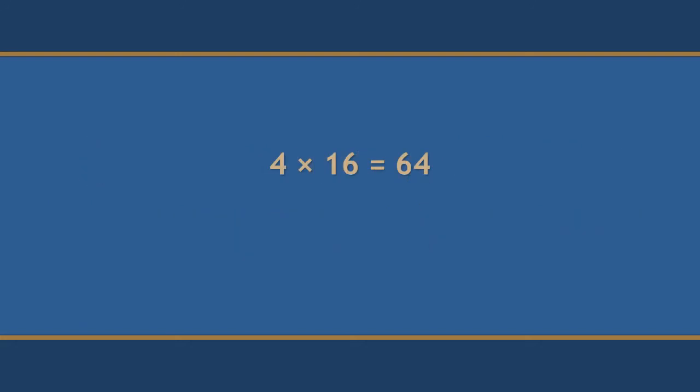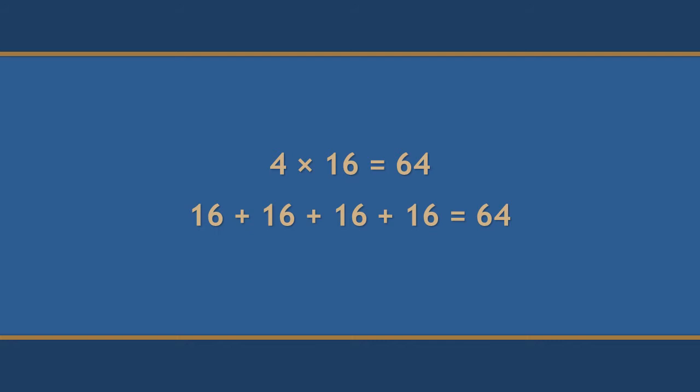So first, let's just do a quick review of multiplication. Here's a pretty simple multiplication problem that you've seen before. 4 times 16 equals 64. In other words, when we looked at a multiplication problem, another way of saying it is 16 plus 16 plus 16 plus 16 equals 64. That would be another way to say 4 times 16.